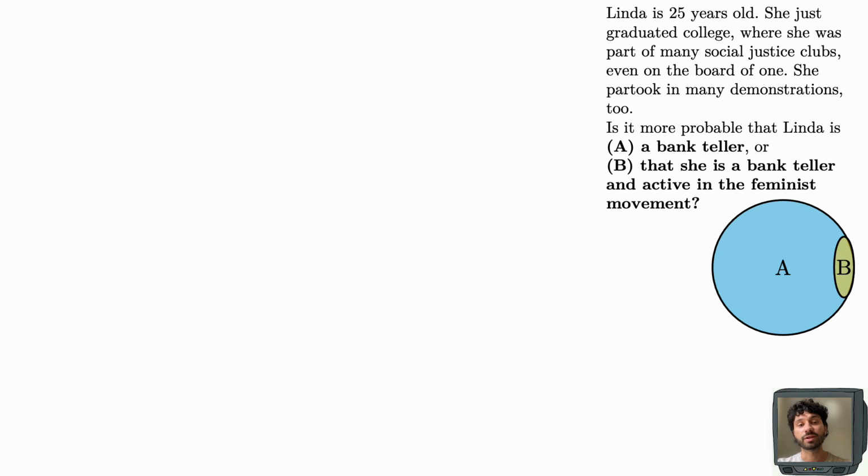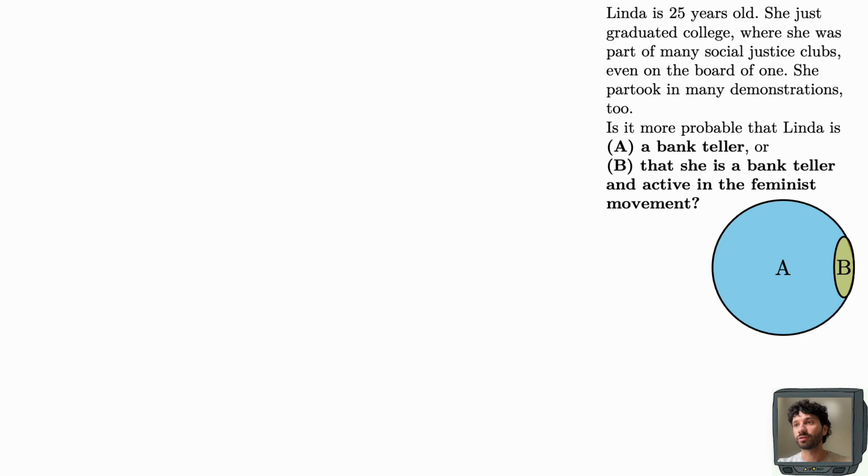So remember that in last class we ended by reviewing the Linda example. This was one of the examples in which human beings generally tend to systematically make mistakes. And our tools of probability will show us how not to make mistakes.